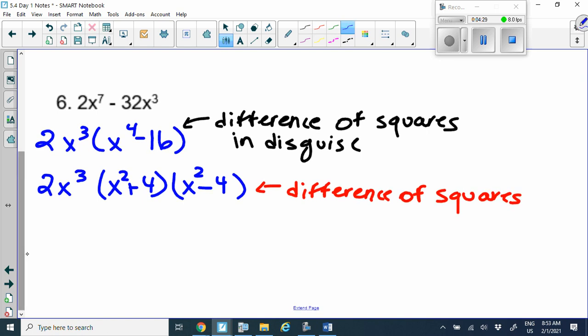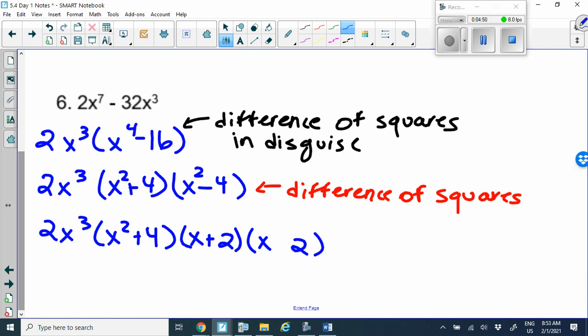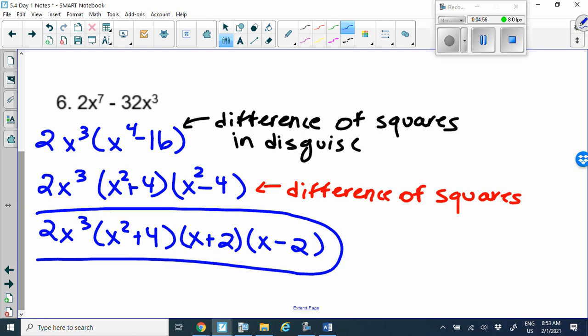So we're going to have 2x cubed. We have x squared plus 4. And remember, with our difference of squares, we create two sets of parentheses. Since our a value, or the number in front of x squared, is a 1, we just do x and x. And then we take the square root of 4. Square root of 4 is 2. And one's going to be a plus, one's going to be a minus. Okay? And then that'll be our entire factorization. So just be careful with those.